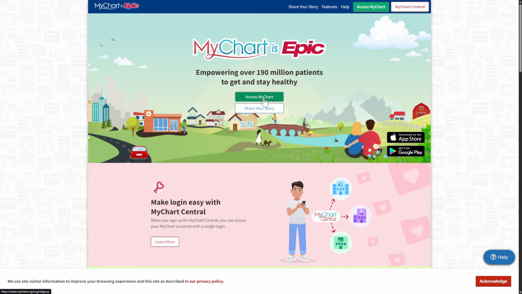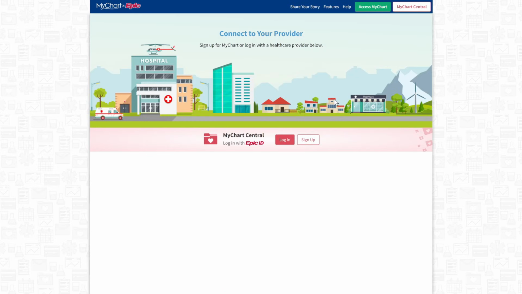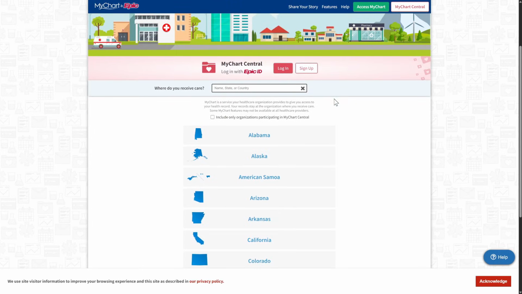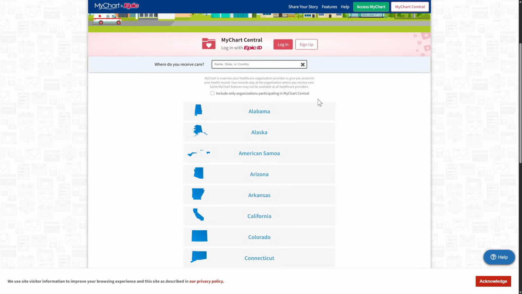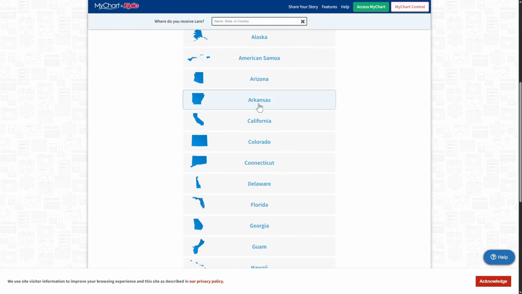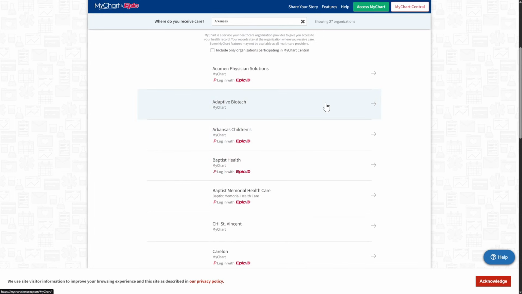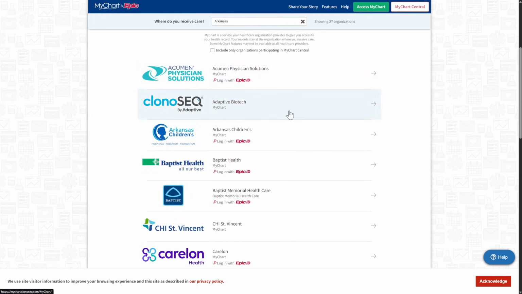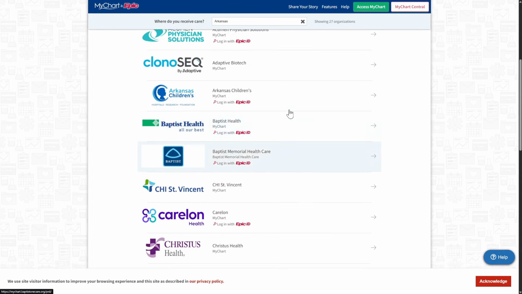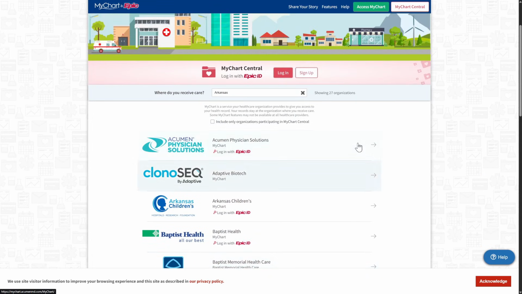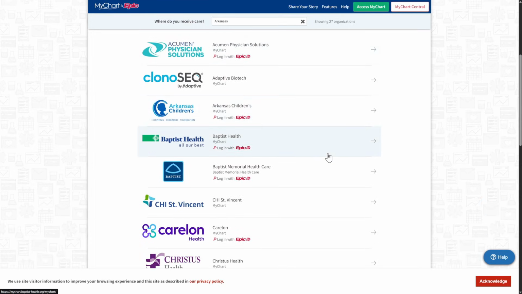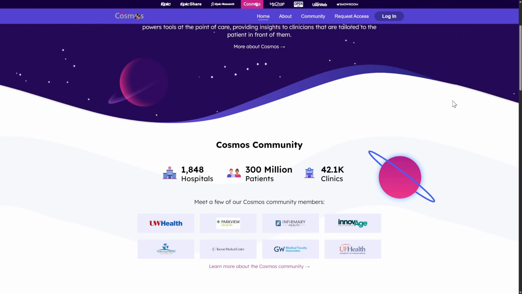The next section is MyChart, which is Epic's patient-facing portal. When you click Access MyChart, you will choose your region or healthcare provider, log in, and access your personal records. Through MyChart, patients can view lab results, test reports, medical histories, prescriptions, appointment schedules, and messages from providers. MyChart also supports video visits and wearable device integration. It plays an important role in improving communication between patients and healthcare teams, while giving patients direct control over their health information.